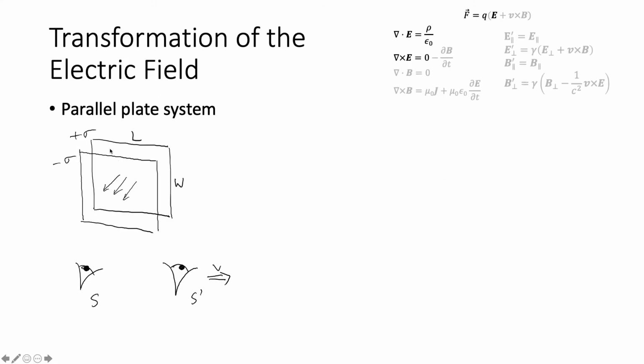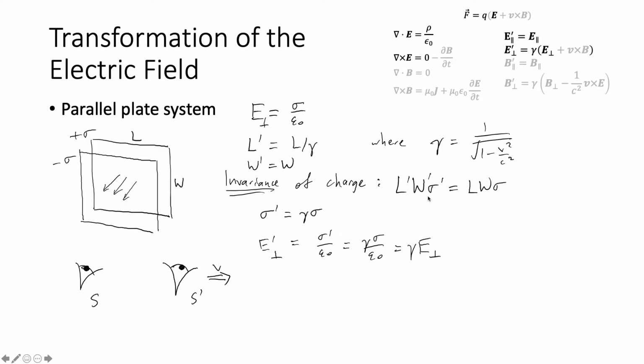So first, let's consider a parallel plate system. Then we have two observers. One is the lab frame and one is a moving frame. We know that in the moving frame, the lengths contract, but because of something known as charge invariance, which is an experimental fact, the charge densities have increased. And since the charge densities increase, the electric fields created by these two plates would have increased in the moving observer frame.